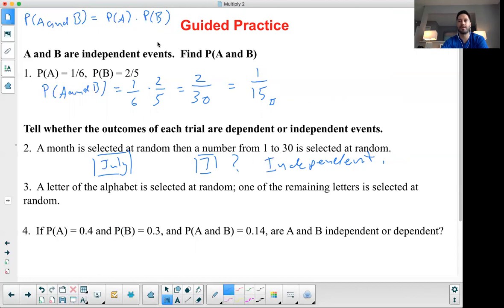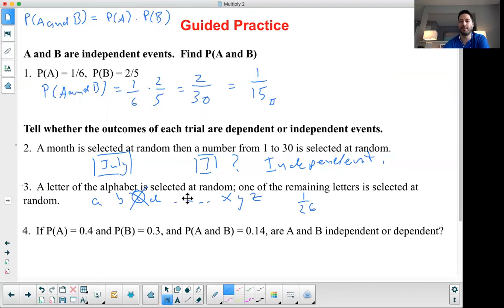Okay, those events are independent. Let's look at 3. A letter of the alphabet is selected at random. One of the remaining letters is selected at random. So you have the alphabet, of course, A, B, C, D, through X, Y, Z, right? Now, let's say that you pull out, I don't know, C from there. So C is not in the alphabet anymore. The probability, first off, of getting C is 1 out of 26.